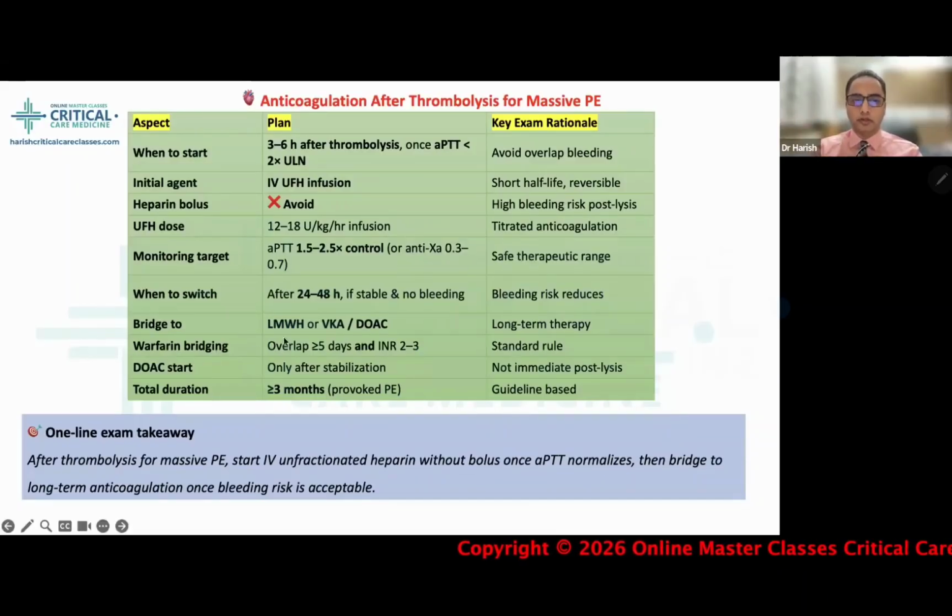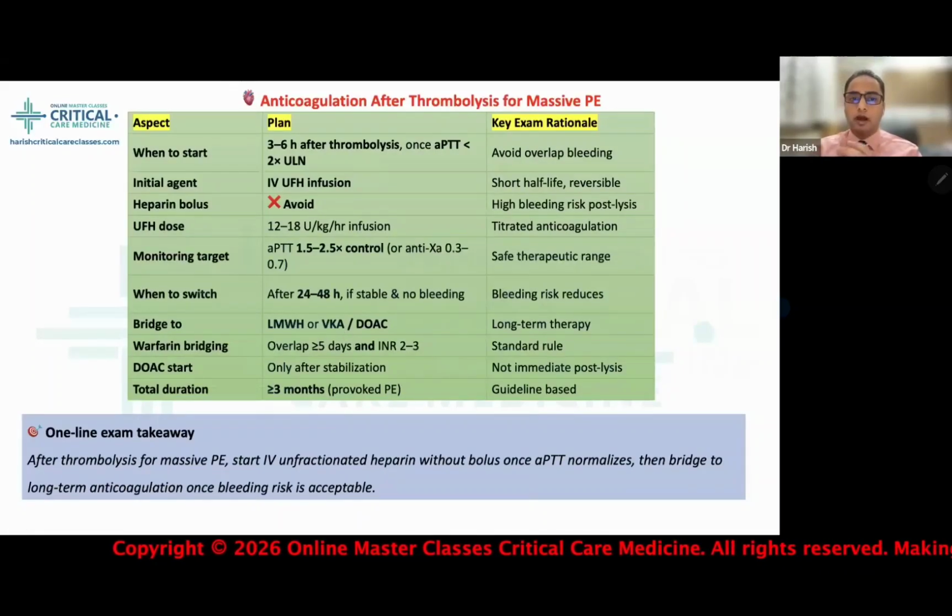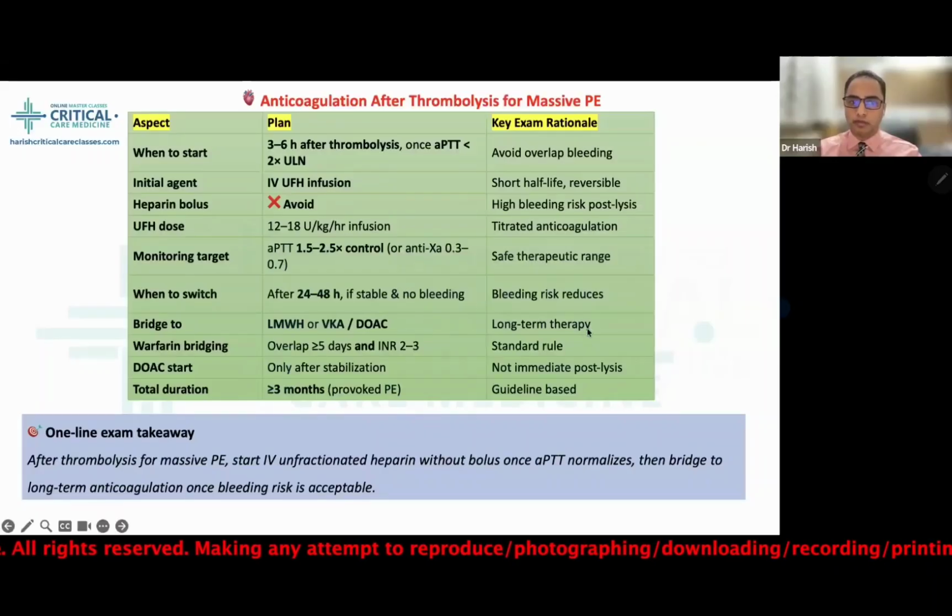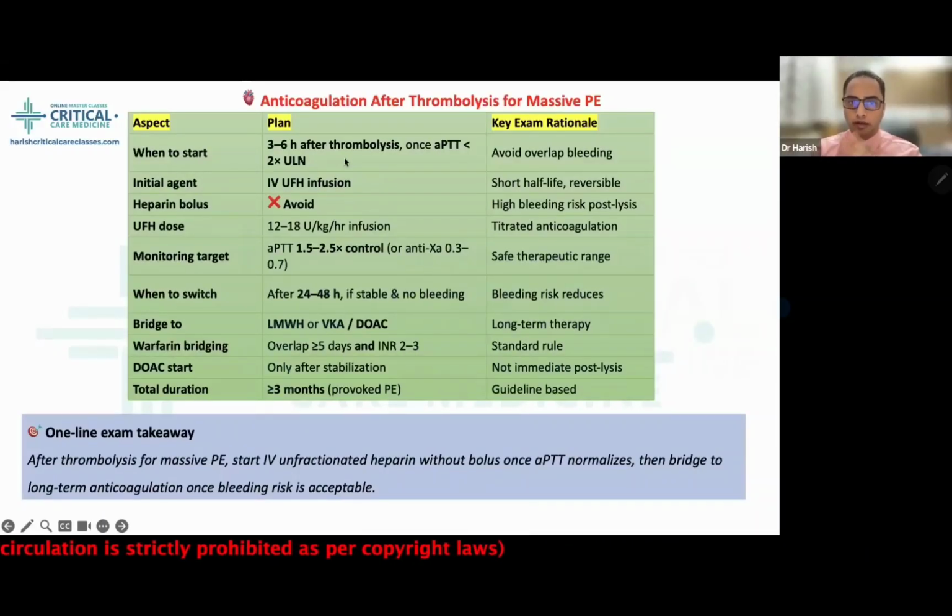Okay, so we need to bridge to low molecular weight heparin or a vitamin K antagonist like warfarin, or direct oral anticoagulants, maybe direct thrombin inhibitors like dabigatran, or apixaban, rivaroxaban, which are factor 10 inhibitors, for long-term therapy. Warfarin bridging overlap for more than or equal to 5 days. So maintain the INR between 2 to 3. As long as INR is not between 2 to 3, you continue anticoagulation with heparin, add the warfarin, and adjust the dosage of warfarin.